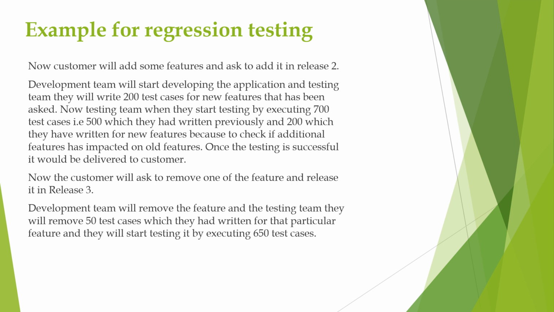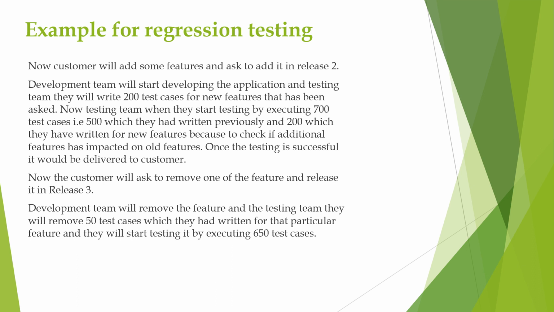Since the customer has asked to remove one of the features for which we had written around 50 test cases, we are now left with 650 test cases. Now we'll do the modification or remove the feature asked by the customer, and we'll start executing the test cases. Here we'll execute 650 test cases, because in release 1 we had written 500 test cases, and for the second release we had written 200 test cases, out of which we are removing 50 test cases which we had written for the feature which the customer has asked us to remove.